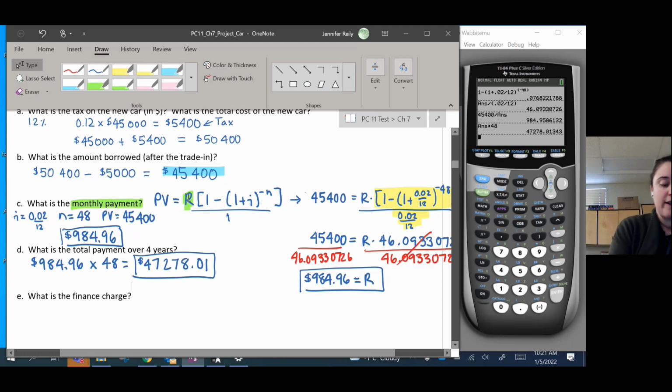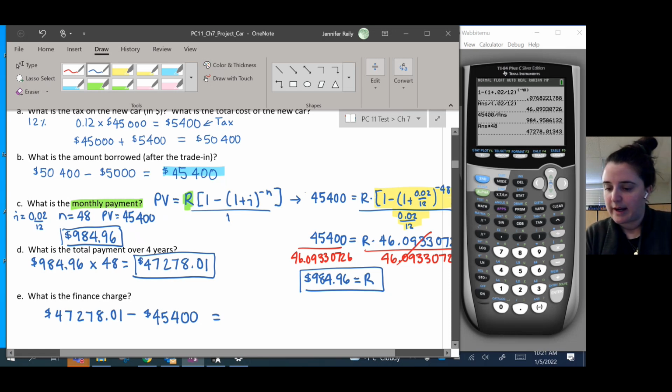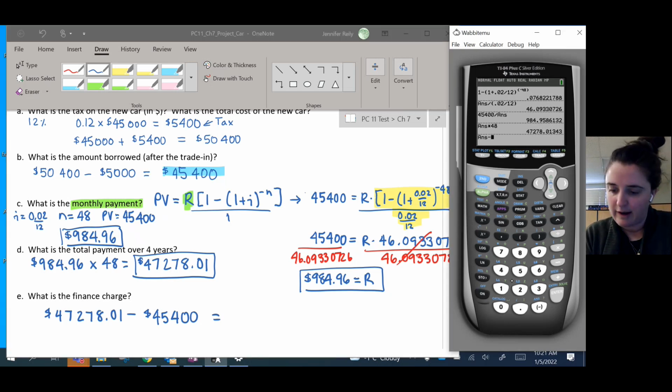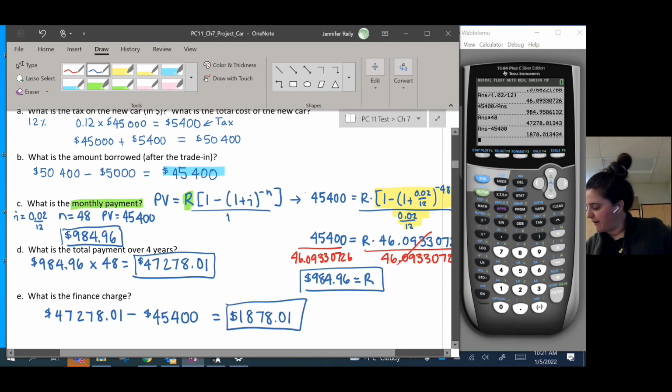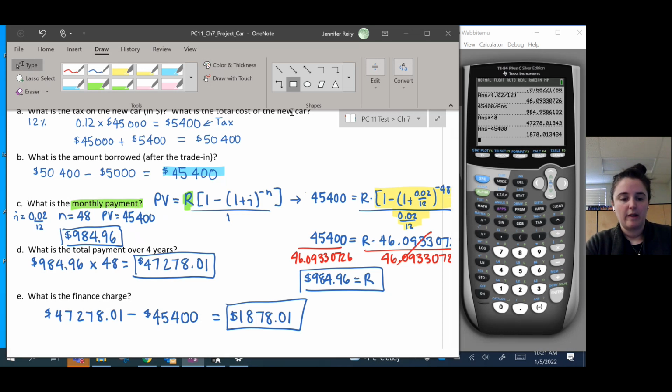So the finance charge, it's talking about the interest. So we would just subtract what we actually paid from the cost of the car. 45,400, and we end up getting, and I can just do this right in my calculator again, being efficient, $1,878.01 is the cost of the financing for the car.